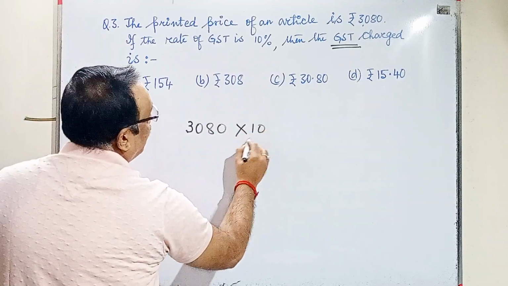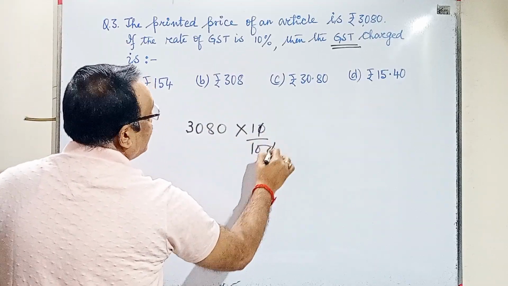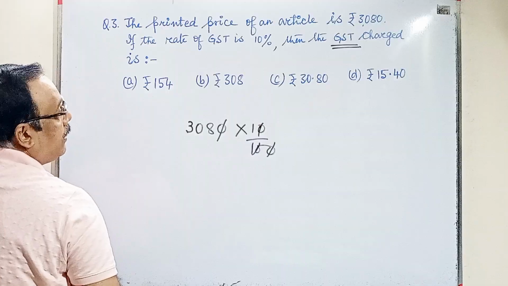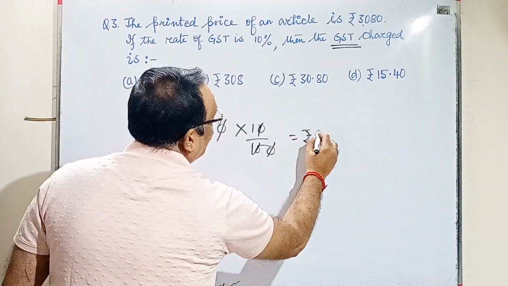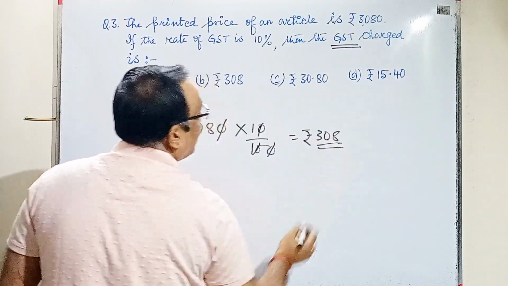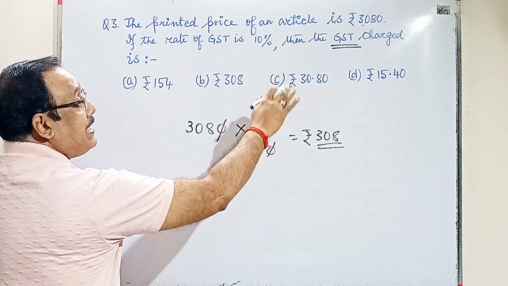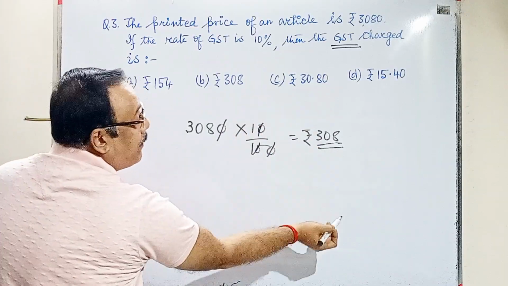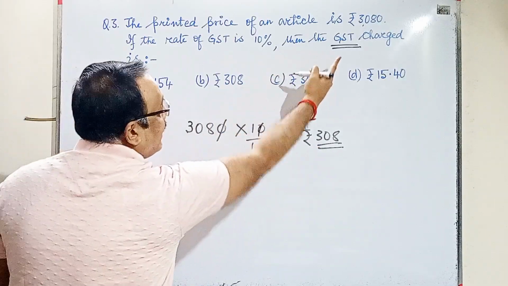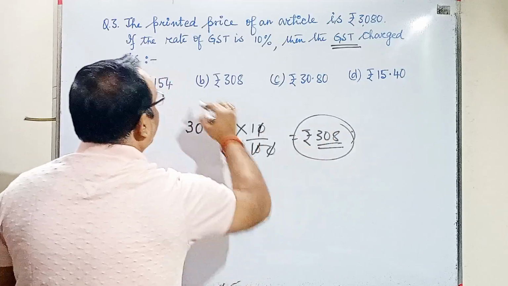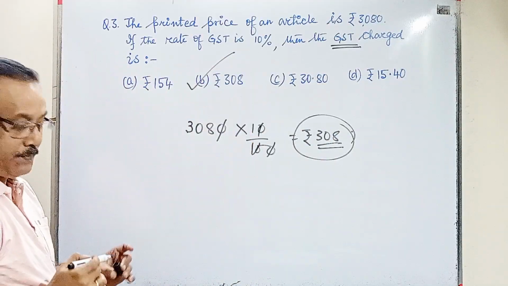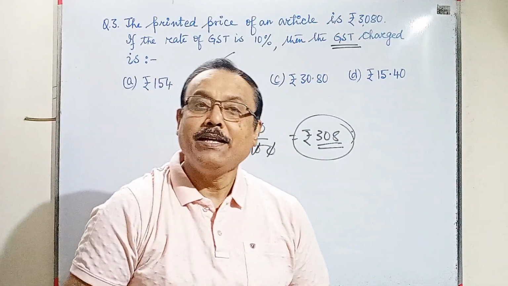GST is 10%, so I'll calculate GST as 10% of this. The zero cancels, so this equals rupees 308 straight away. If they had said SGST or CGST, then this would have been half. But since they have asked GST, 308 is the answer. That means B is the choice. Now we'll go for question number 4.